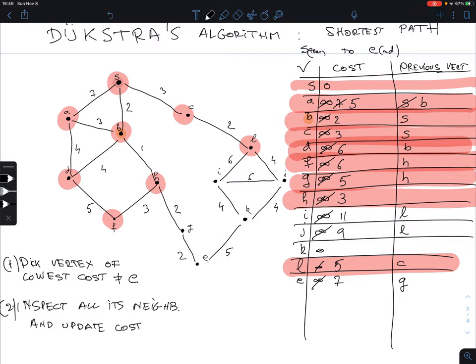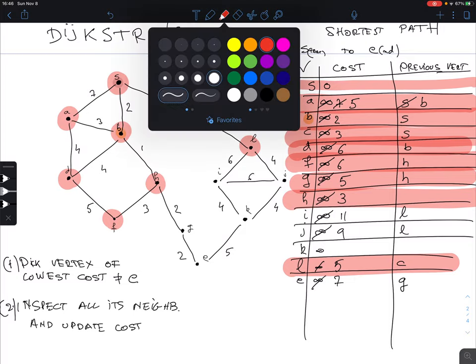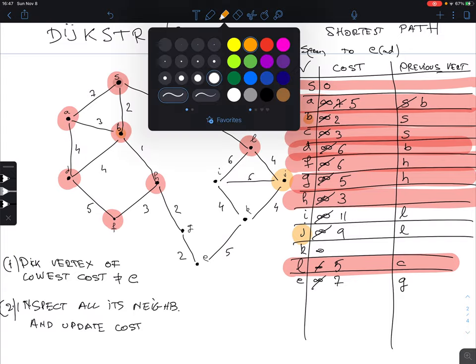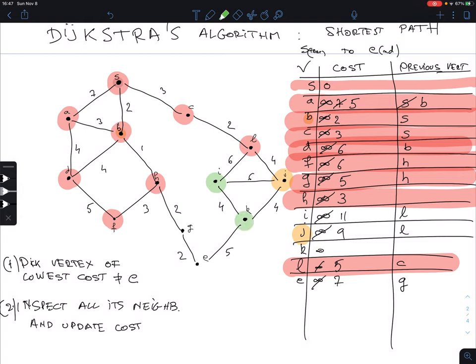So where is J? Where am I? Orange, right? So I'm picking J. There are 3 available still, right? I has cost 11, J has cost 9, and K has infinite cost. So definitely I'm not going to pick that. So J, where is J? Here is my J. All right, J, what are your neighbors? Tell me your neighbors, J. J says my neighbors are I and K, else L too, but you took care of L already.